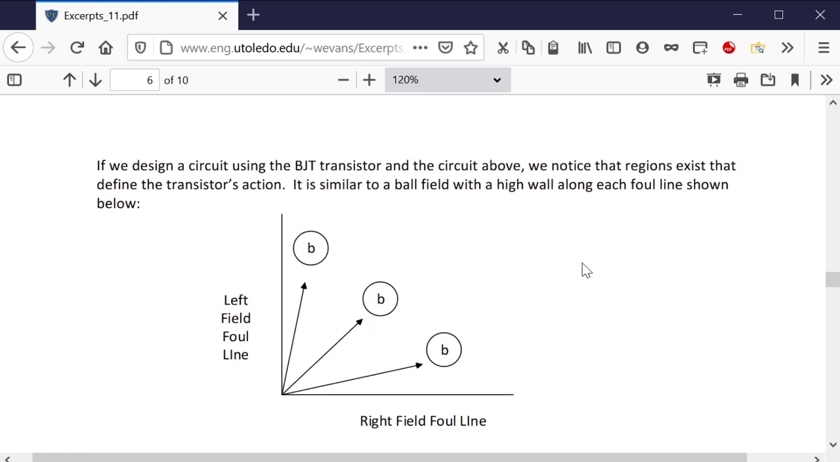All right, so if you look at a transistor circuit like this, you might think of it as a ballfield, where you're going to have a high wall on the left foul line and on the right foul line, and you can't hit the ball outside of the field of play. So you're either going to hit it up here, out here, or down here. If you hit it down along this wall, that would be a switch that was open. If you hit it out in the middle, that would be a bipolar junction as an amplifier. And up here would be like a switch that was closed.